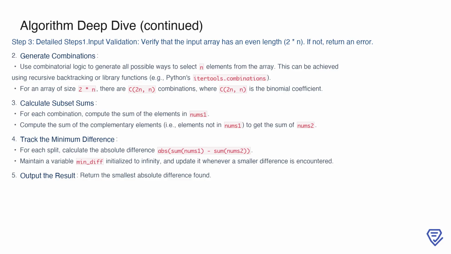Once the combinations are generated, we calculate the sum of elements in nums1 for each combination and derive the sum of the complementary elements in nums2. With these sums, we compute the absolute difference and maintain a variable, min_diff, initialized to infinity. This variable is updated whenever a smaller difference is encountered. Finally, after evaluating all combinations, we return the smallest absolute difference as the result.